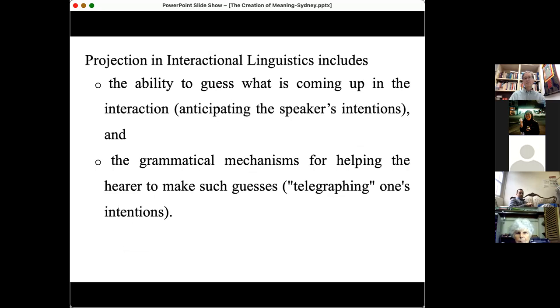And this includes two aspects: the ability to guess what's coming up in the interaction, but also the grammatical mechanism for helping the hearer to make such guesses. And I've argued that this is a typological parameter, that languages differ in terms of what they pack into the theme. So English packs a lot of information that tells you what the grammatical mood of the clause is, with the first word and things like that Michael Halliday talked about. But then you get a language like Tagalog where they do it totally different, but they're still, functionally, packing certain types of information into the theme of the clause.